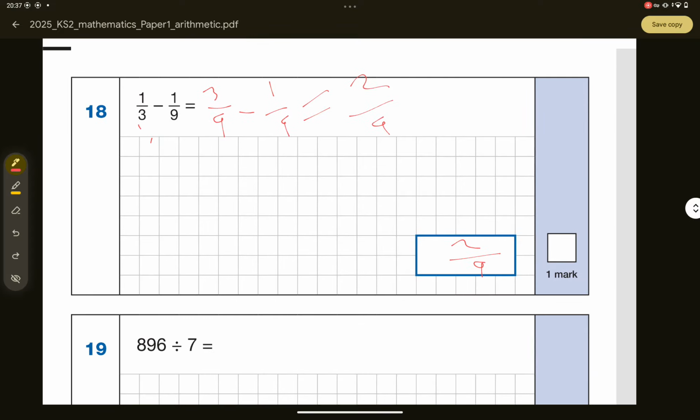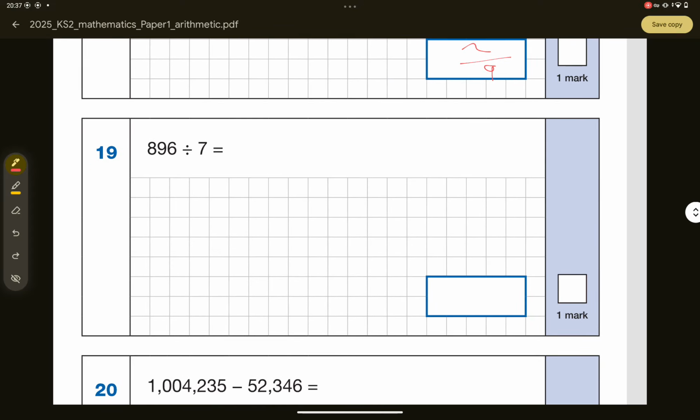So yeah. Question 19, 896 divided by 7. Do bus stop method, because this question might be confusing. So divide by 7. 1, 19, that's 2. And then 556, 8. And then 128.